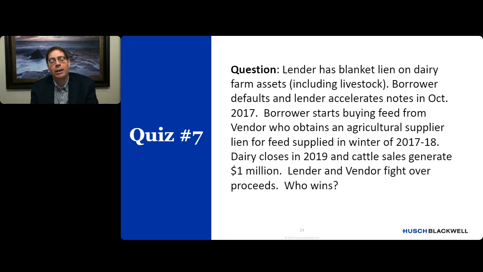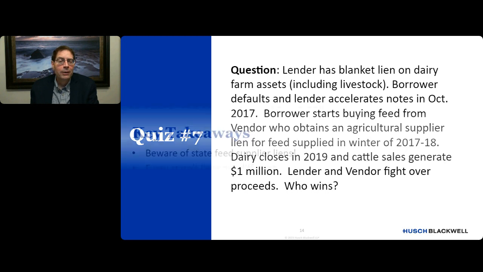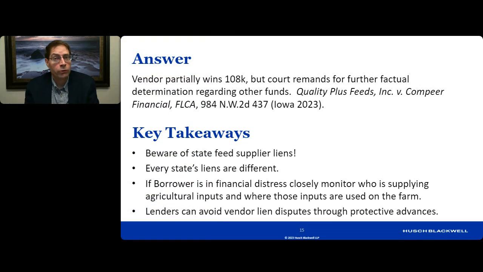And you may be saying, hey, that's unfair. You haven't given enough facts. Maybe so. One big key I've given you is Iowa. So maybe that helps there. The answer here is the vendor partially wins $108,000, but then the court had to remand for further factual determination.